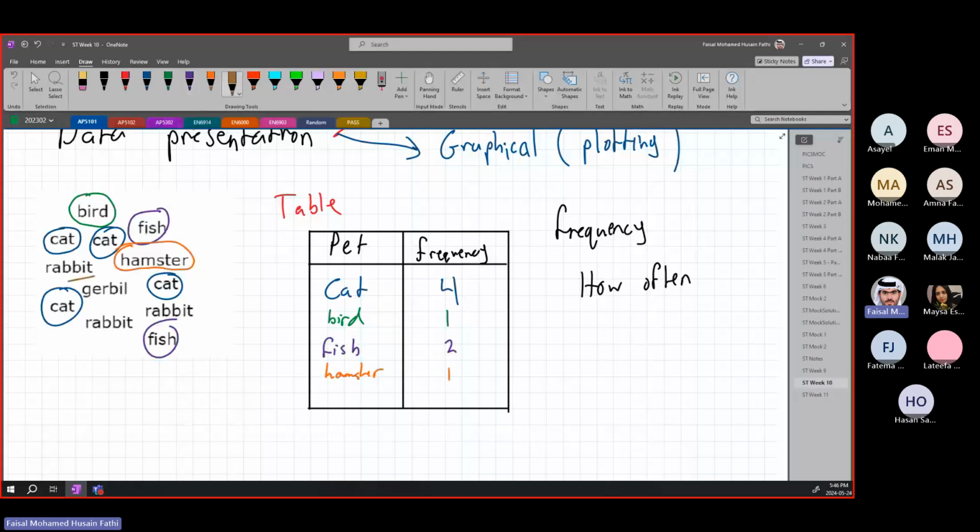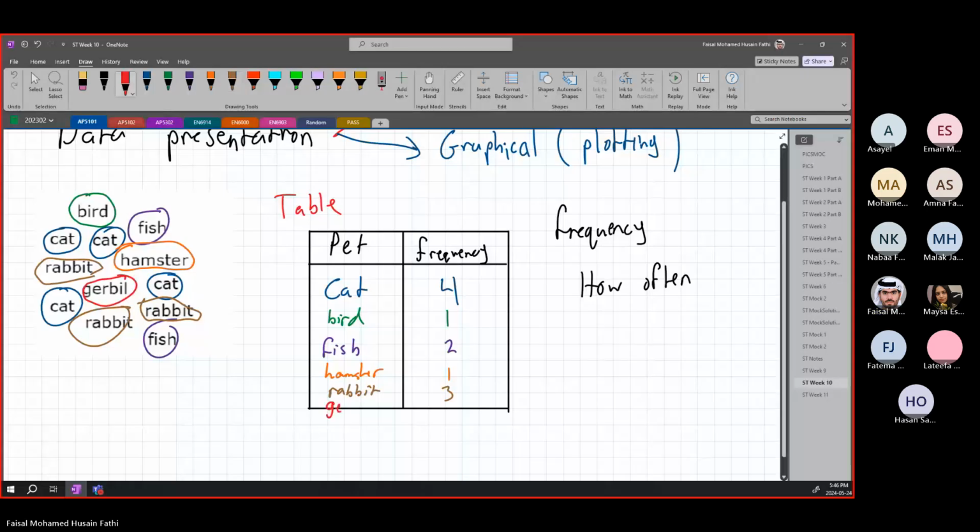Rabbit. We have 1, 2, 3 rabbits. So rabbit, 3. And then the last one is gerbil. There's only 1 gerbil. Okay. This is how you would build your frequency table in the case of singular data.